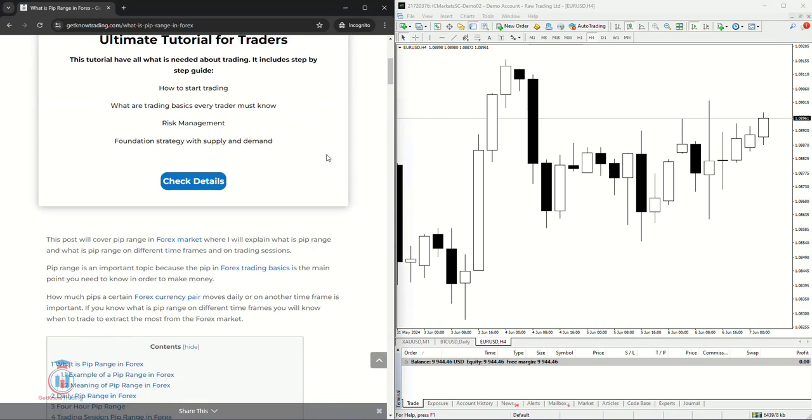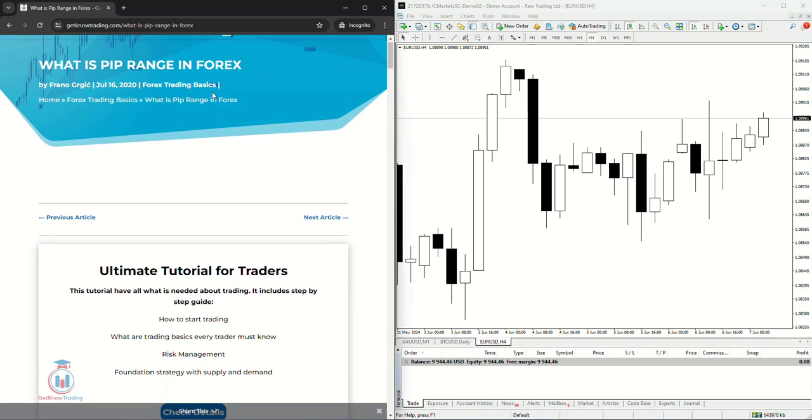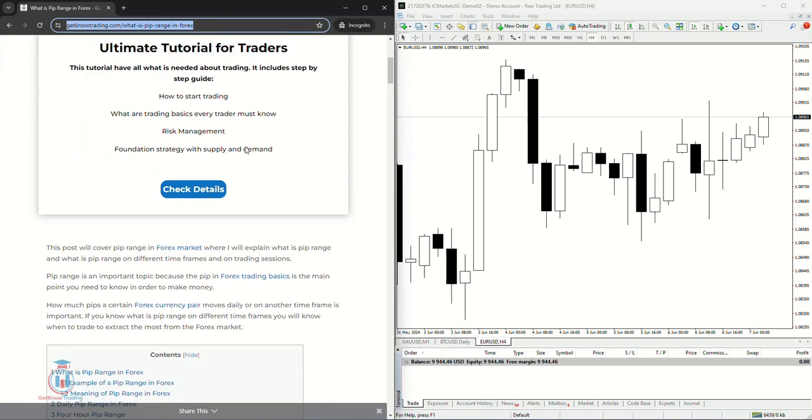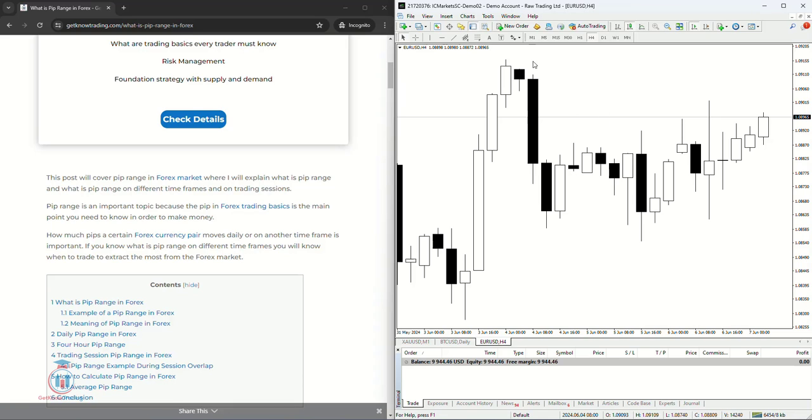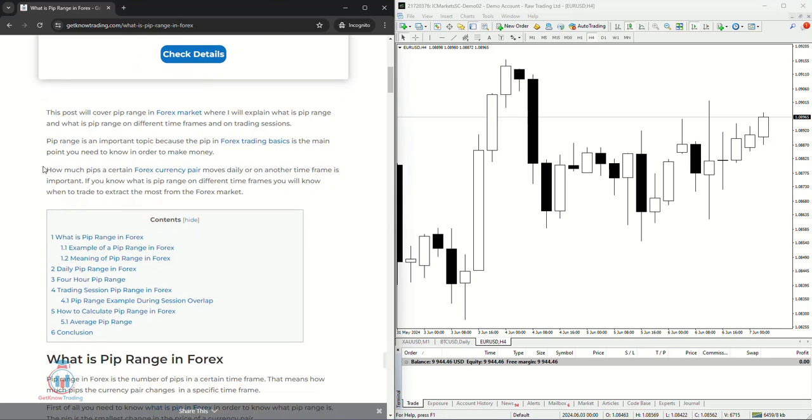Here on the left side, I have a written article for you if you would like to read more details with an example. The link will be below in the description. And on the right side, I have a trading platform with the EURUSD on the 4-hour time frame, which I will use to explain to you what is a Pip range. It will be easier to understand on the live example by reading also together with this article.